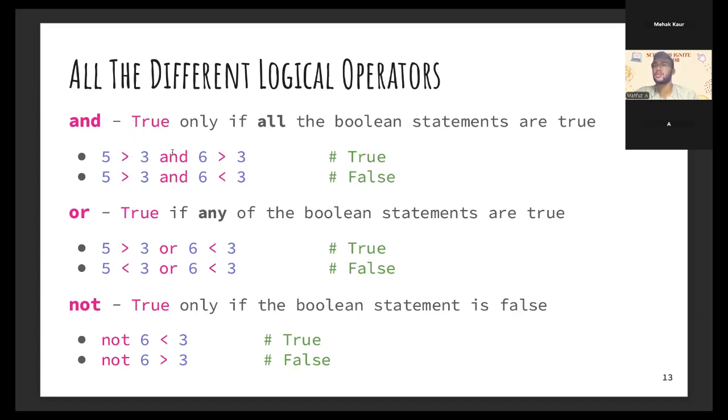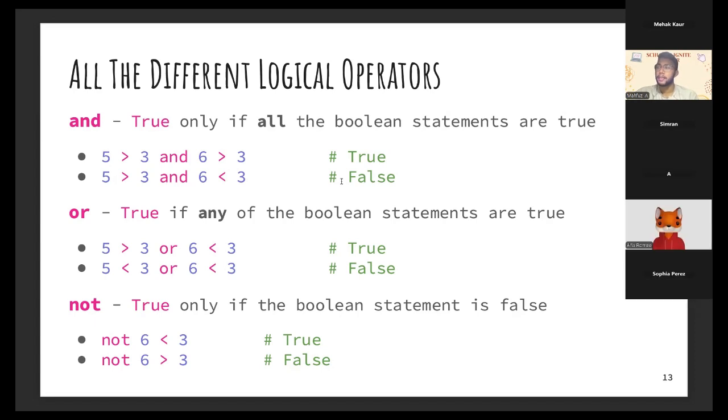Okay, so this one's and, so both sides here are true. 5 is greater than 3 is true, and 6 is greater than 3 is true. So we return true. And here, 5 is greater than 3 is true, and 6 is less than 3 is actually false. So since one side is true and one side is false, we return false, because one side is false.